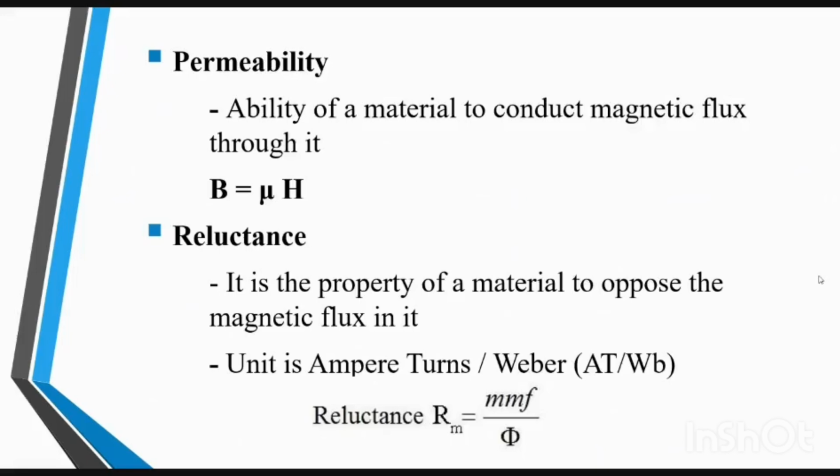Reluctance. It is a property of a material to oppose the magnetic flux in it. The unit is ampere turns per Weber, and the equation for the reluctance is R equal to MMF divided by phi.